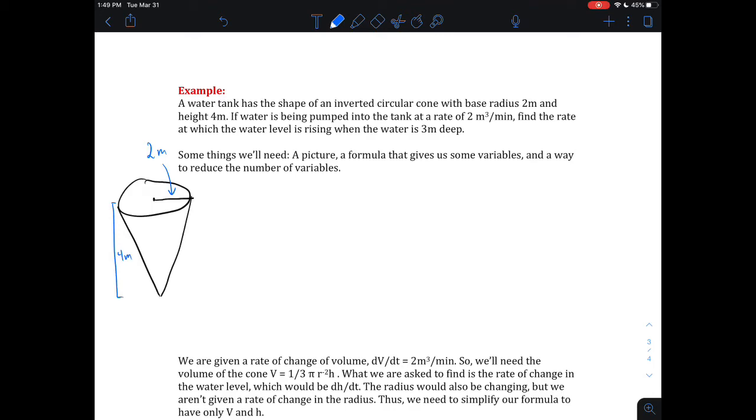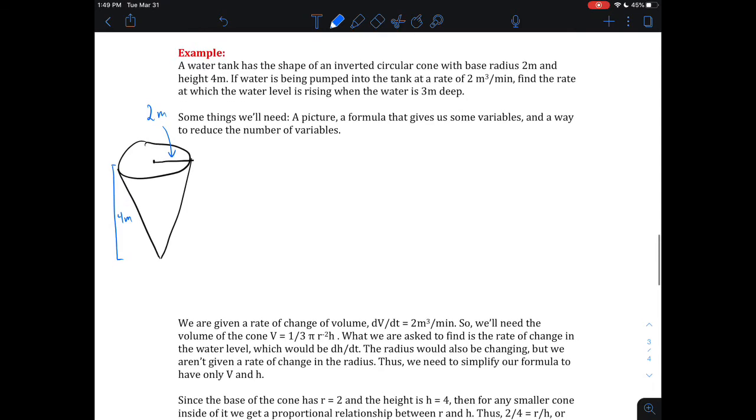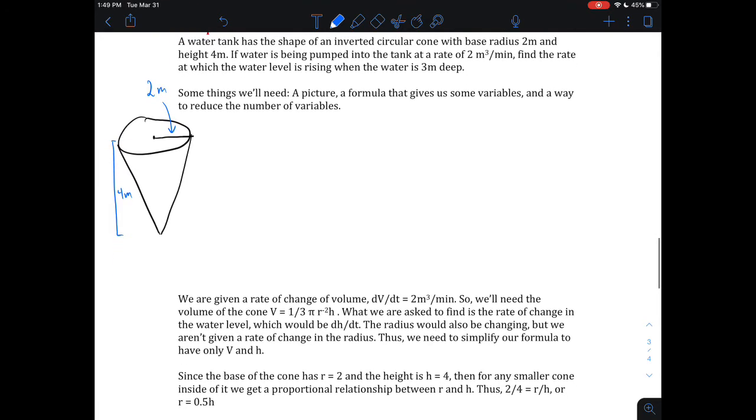We're also going to need a formula that gives us some variables, and then we're going to need a way to reduce the number of variables, as we're going to see in just a minute. So down below my picture, we are given a rate of change of volume, dV/dt, which equals 2 cubic meters per minute. So we're going to have to start with some formula that involves volume.